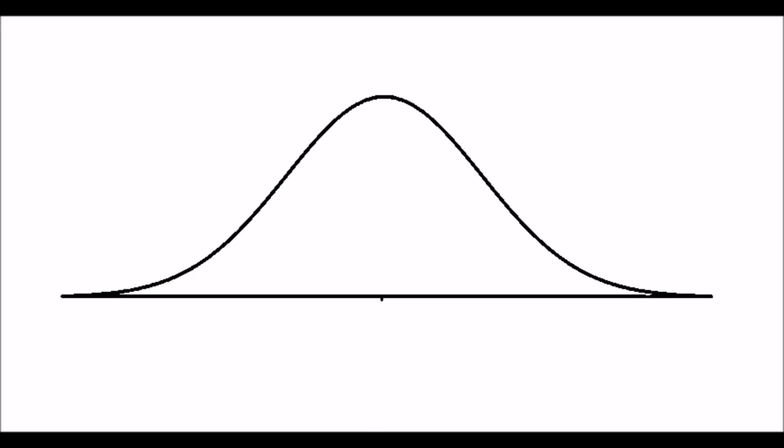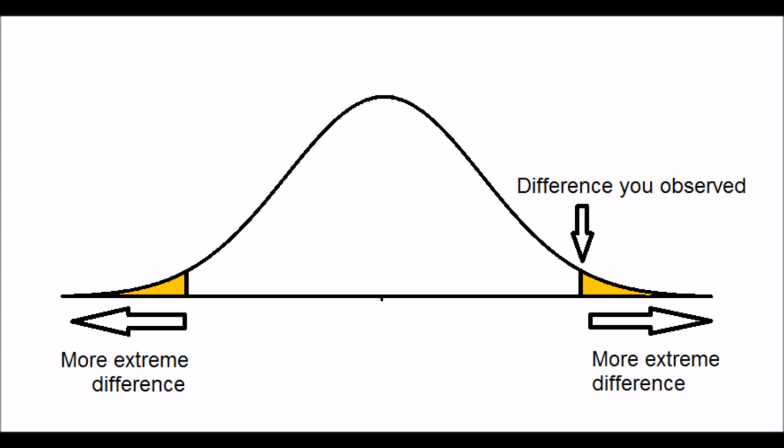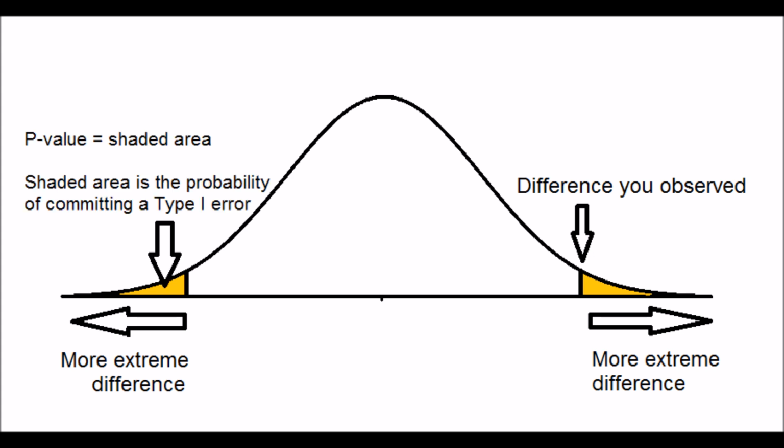P-values come from measuring the area under a probability distribution, thus they can range from 0 to 1. The p-value is a conditional probability. The condition is that there is no difference between the populations. The p-value is the probability of observing the difference between the two samples you measured, or a difference even more extreme, just due to chance alone, given that the populations are actually not different. Thus, the p-value measures the probability of committing a type 1 error.